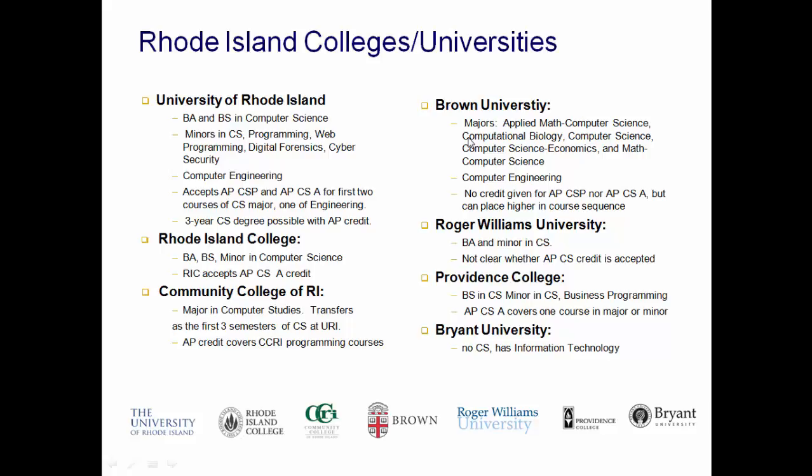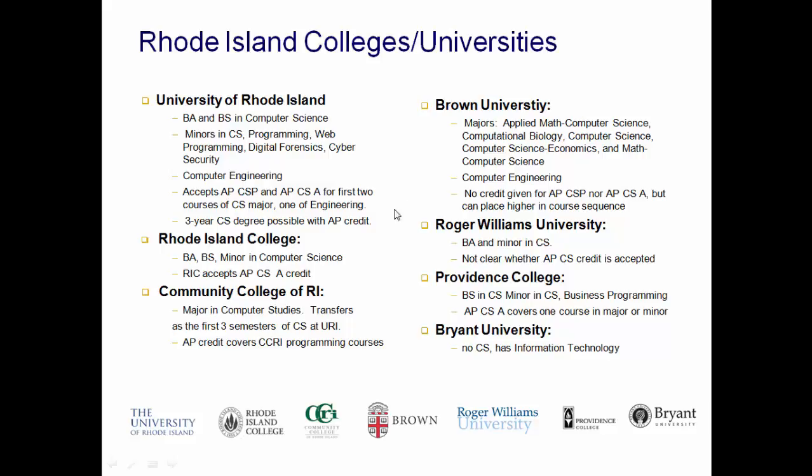Brown University has a major in computer science, and they focus on interdisciplinary computer science, so you can do a computer science major as an applied math major, or computer science in computational biology, or computer science in economics, or computer science in math. So Brown is set up to have very interesting interdisciplinary computer science majors. They also have an engineering school with computer engineering in it. Now, Brown doesn't give AP credit for having taken Computer Science Principles or Computer Science A in high school, but they will allow you to place out of intro courses and take other courses.